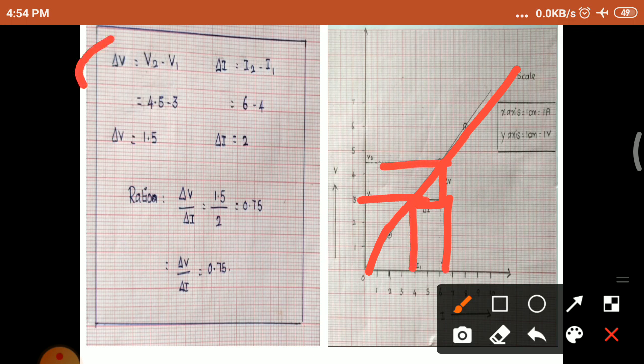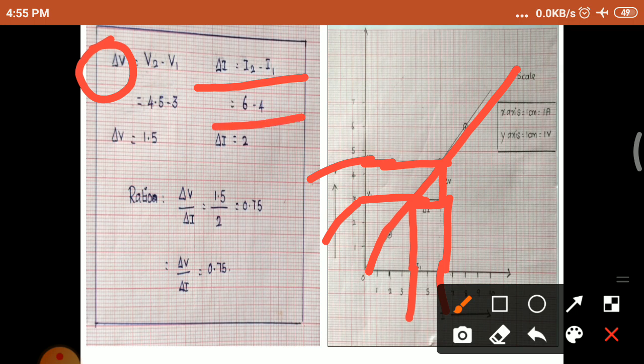So here I took del V. The del V means the maximum value is 4.5 and the minimum value is 3. So V2 minus V1, 4.5 minus 3 equals 1.5. Then del I. The first value is 4, the next one is 6. So del I equals I2 minus I1. The I2 value is 6. From this graph I took 6 and 4. Del I equals 2.